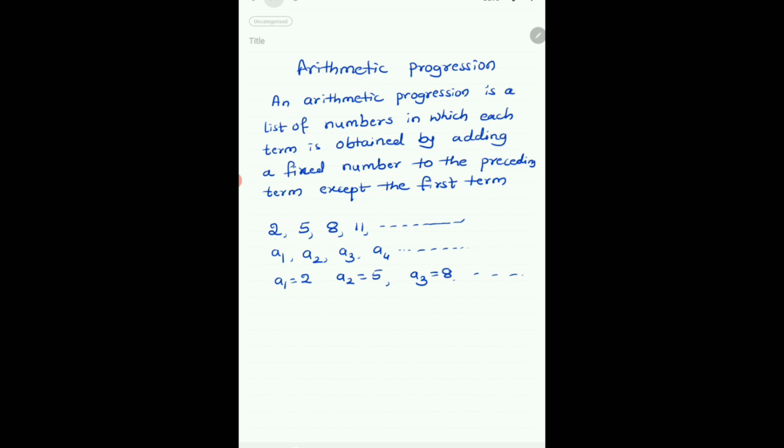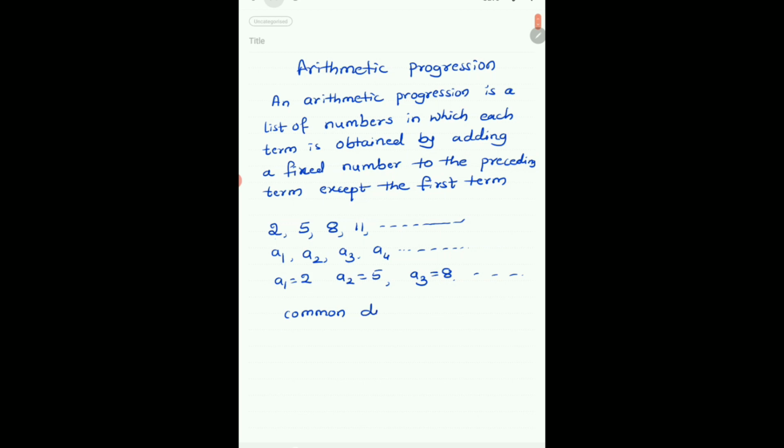Now, here a fixed number is added. Which is that fixed number? That is 2 plus 3, 2 plus 3 is 5. 5 plus 3 is 8. 8 plus 3 is 11. The fixed number is 3. See here, that fixed number is called the common difference. That is denoted by the letter D.